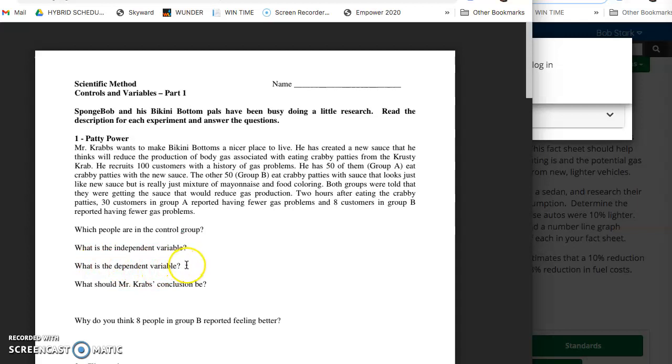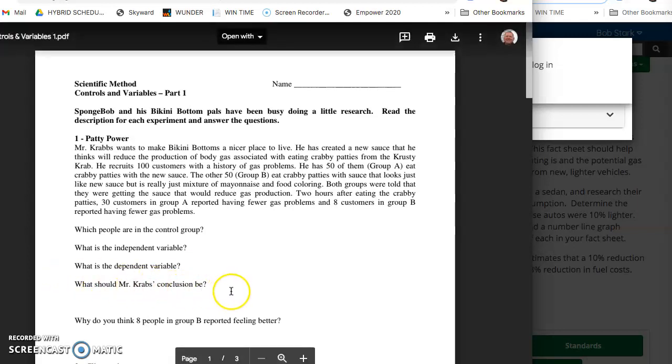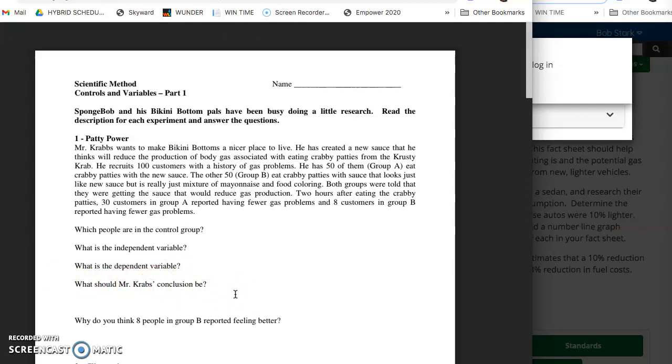What is the dependent variable? Okay, so what is supposed to change because of the new sauce? That would be the production of gas, whether it's less or more. What should Mr. Krabs conclude? Well, Mr. Krabs had 30 of the 50 people, or 60% of the people, reporting that sauce A reduced the production of gas. So I would say, compared to sauce B, it probably works. His conclusion should be that the new sauce actually works.